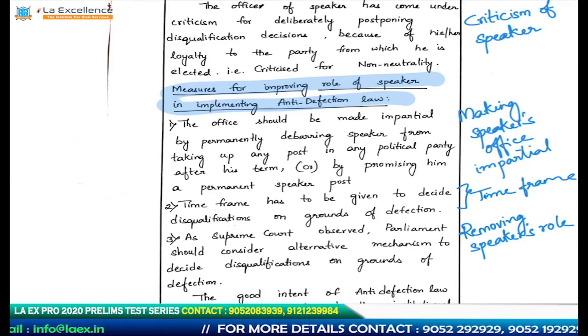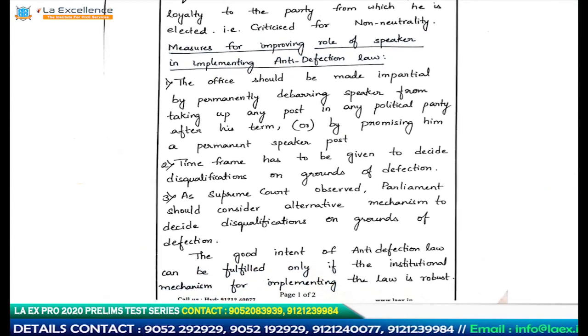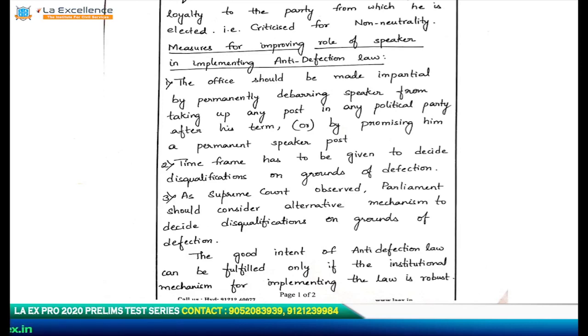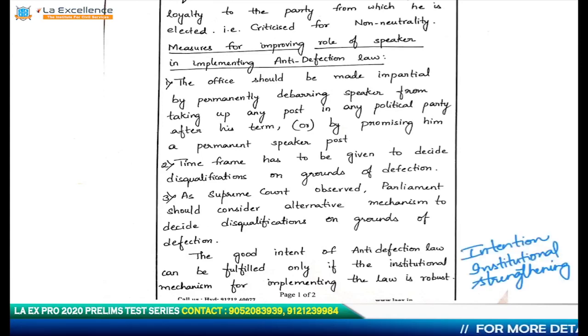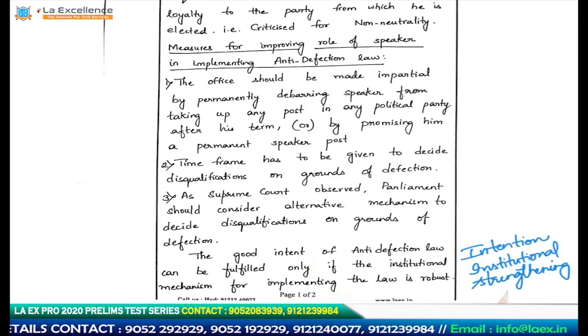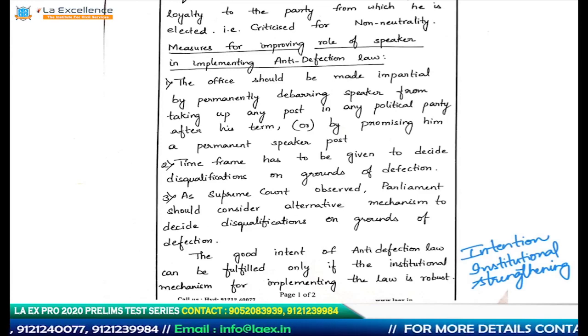Let us see how he concludes the question. The good intent of anti-defection law can be fulfilled only if the institutional mechanism for implementing the law is robust. So here he is telling that anti-defection law has been passed in good intent, and it can be fulfilled only by strengthening the institutional mechanism for implementing the law. So he is giving an optimistic conclusion. He should have suggested some other measures also in the conclusion so as to make it more holistic. So let us evaluate the answer as a whole.